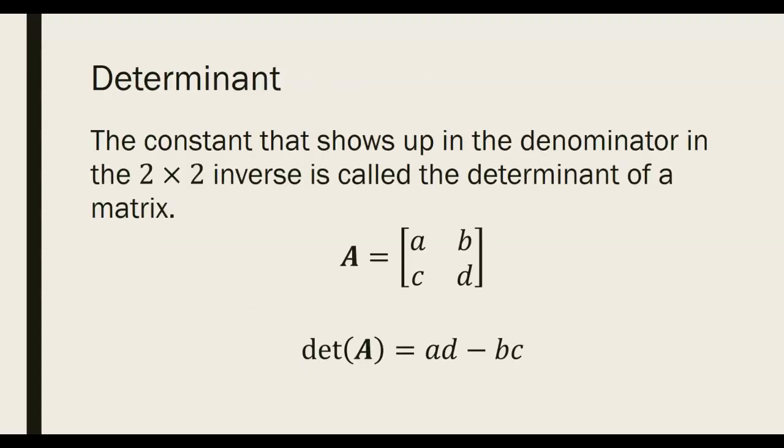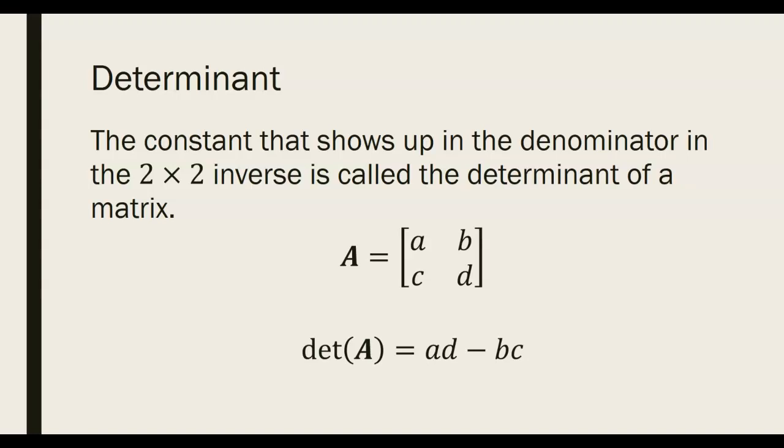Now, this constant that shows up in the denominator of that 2 by 2 inverse is called the determinant of a matrix. So notice here we had ad minus bc. The way most people remember that is by saying we multiply the main diagonal and then subtract the other diagonal, or excuse me, what we would call the off diagonal. All right. So a times d minus b times c. Okay. So that thing is the determinant.